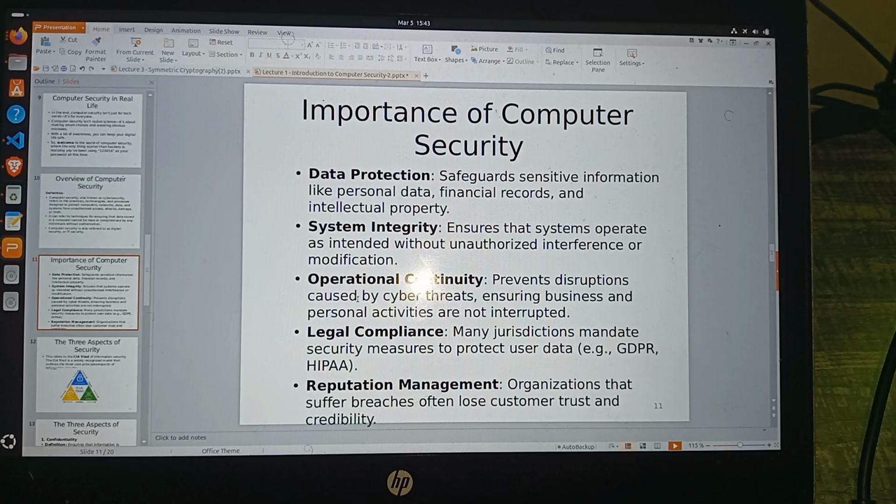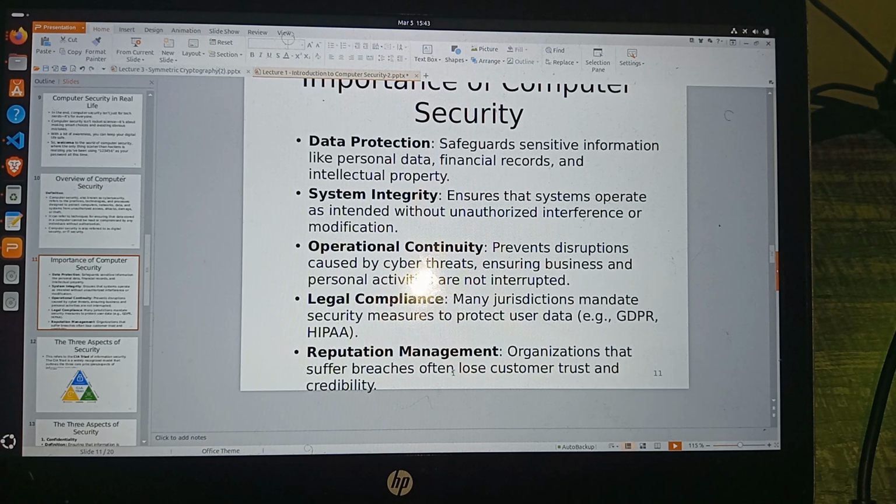There is also legal compliance. Many jurisdictions mandate security measures to protect user data, e.g. the GDPR and HIPAA. Then there is reputation management. Organizations want to maintain their reputation in how they offer their services to customers, so they have to get rid of potential threats who can access their information, interrupt it, modify it, and send misleading information to their clients.